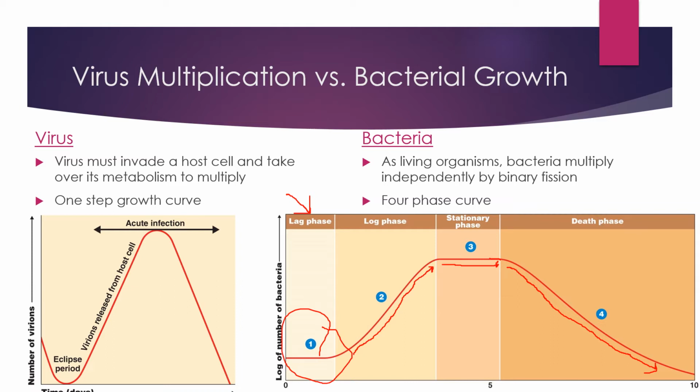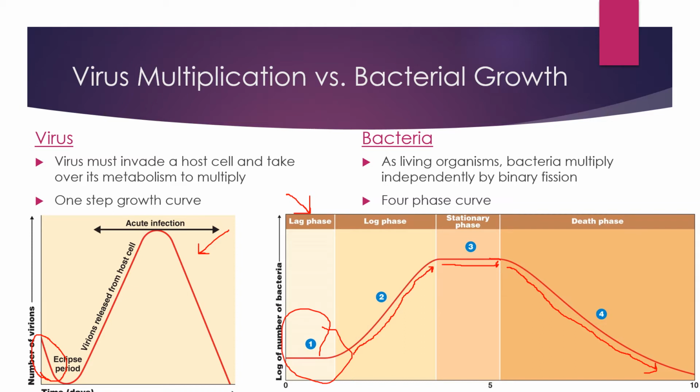A viral growth curve, like the one you see on the left here, is called a one-step curve because it is one step. If we were to measure the amount of virus in culture over time, we see that at the beginning of this curve, the number of viruses that we could detect in the culture actually declines initially. During this time, viruses are attaching to host cells and penetrating them.